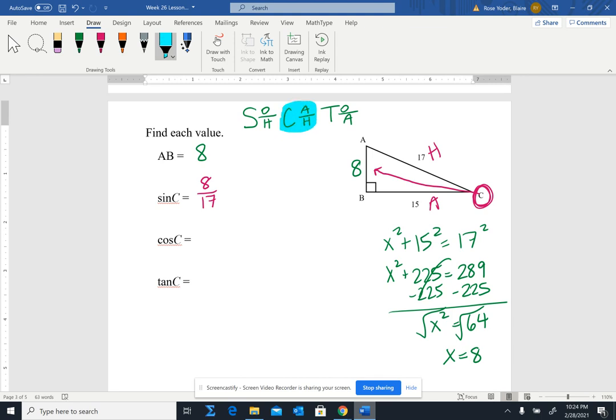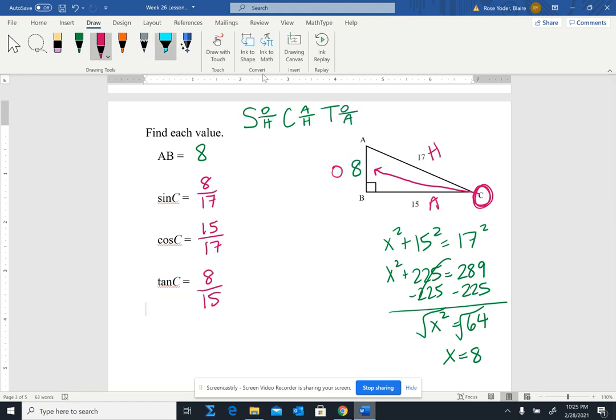Cosine is A over H. So all you do is take the A number and the H number and make a fraction. Done. And then finally, tangent: tripping over apples, O over A. Oh, I think I accidentally erased my O. All right, O number over A number, 8 over 15. Congratulations, you just did trigonometry.